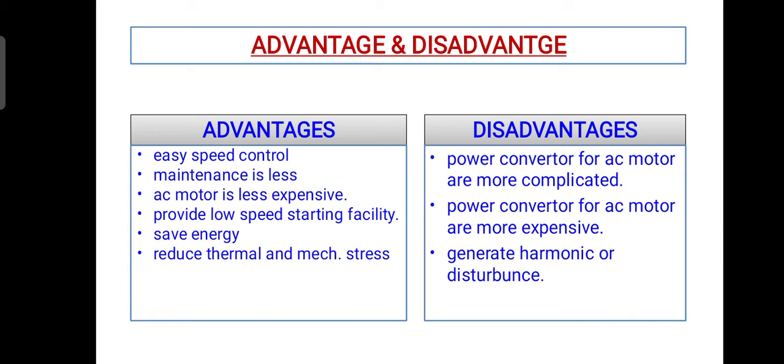Then the disadvantages of speed control of induction motor. Power converters for AC motors are more complicated. Power converters for AC motors are more expensive. They generate harmonics or disturbance.